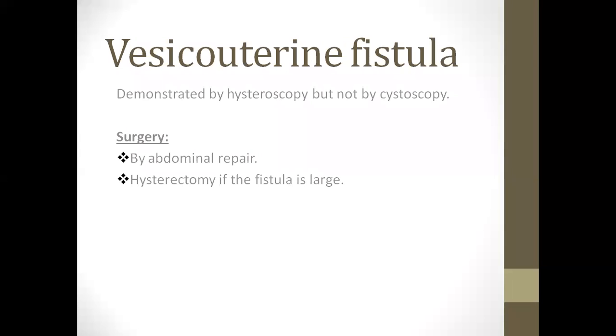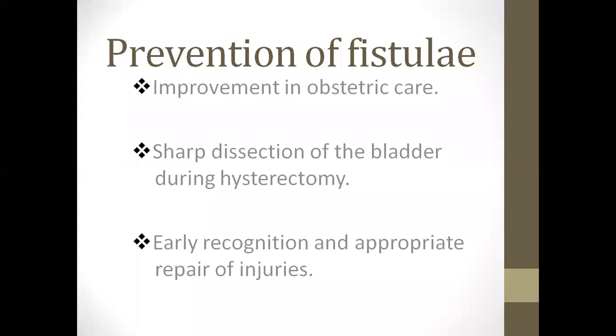Vesicouterine fistulas are demonstrated by cystoscopy but not by hysteroscopy. Abdominal repair we can do, or hysterectomy if the fistula is large. Prevention of fistula: improvement in obstetric care, sharp dissection of the bladder during hysterectomy, and early recognition and appropriate repair of injuries immediately. Thank you.